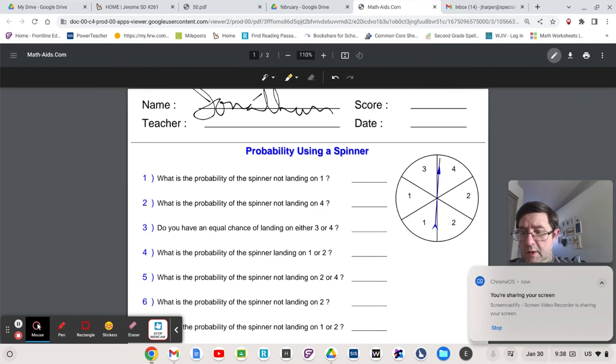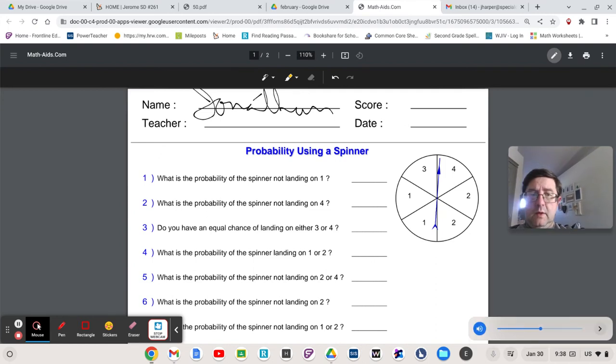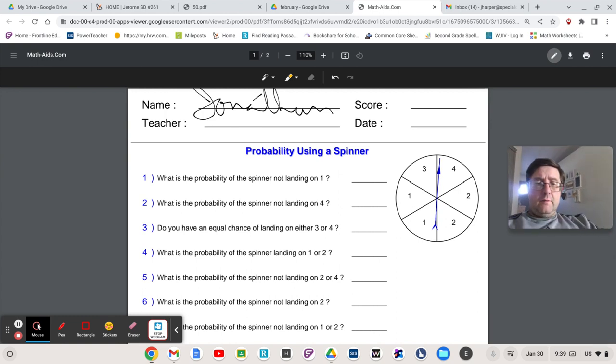Okay, guys, I am at home again today. We had a snow day today, so I figured I need to teach though. So, this should be the first page in your packet.